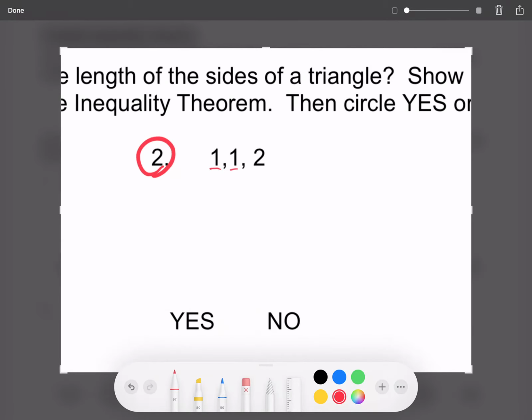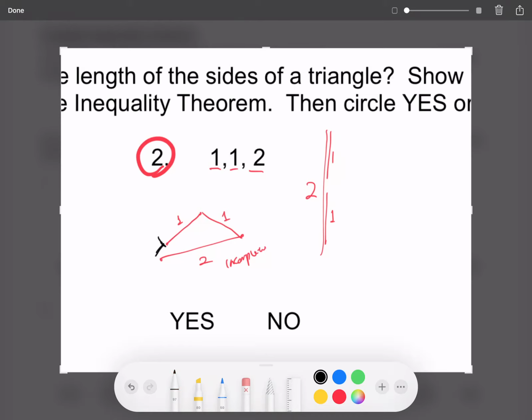If you were to take a look at these 3 sides, notice that one of the lengths is 2, the other lengths are 1 and 1. Now, if you were to put these 3 things together, where this is 2 and this is 1, you are going to have an incomplete triangle. There's going to be this little gap here.